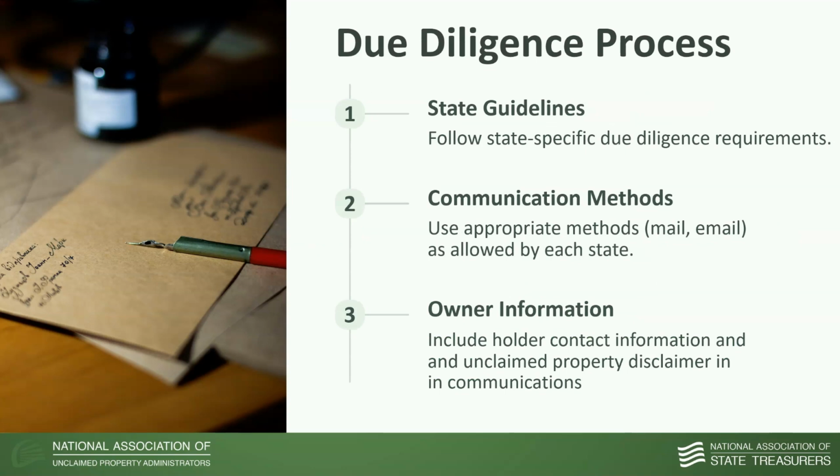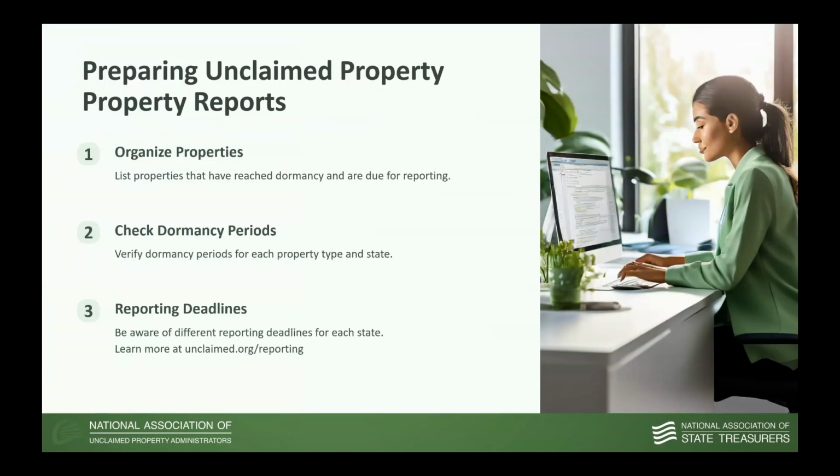In their communication to the owners, holders should include their contact information and a disclaimer to let the owner know that funds not claimed will be placed in the custody of the proper agency managing the unclaimed property program for their state. Once due diligence is complete, the remaining properties where the owners were not found are considered unclaimed. Be sure to organize the list of properties considered unclaimed in a format which facilitates knowing when a property has reached its dormancy and is due for reporting.